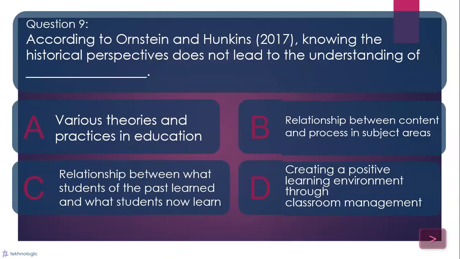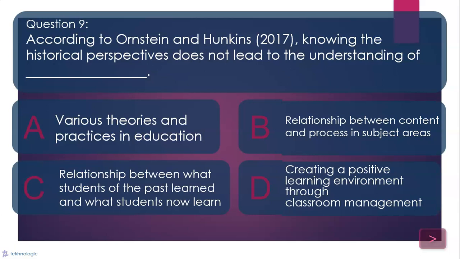Question 9. According to Ornstein and Hunkins, knowing the historical perspectives does not lead to the understanding of. Is the correct answer A. Various theories and practices in education, B. Relationship between content and process in subject areas, C. Relationship between what students of the past learned and what students now learn, D. Creating a positive learning environment through classroom management?